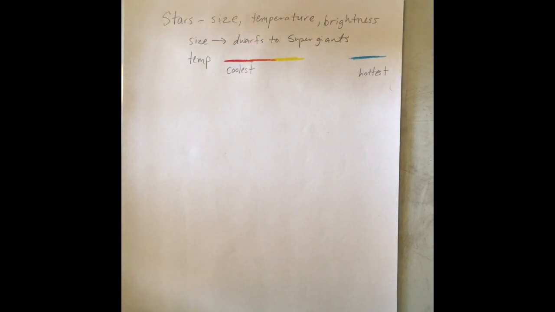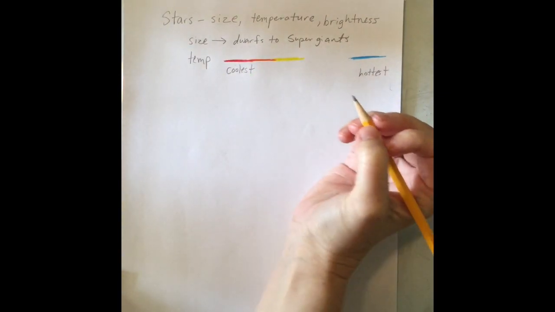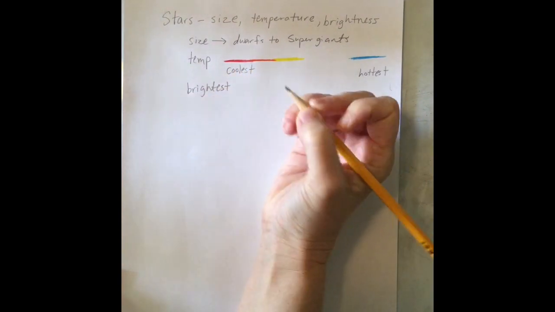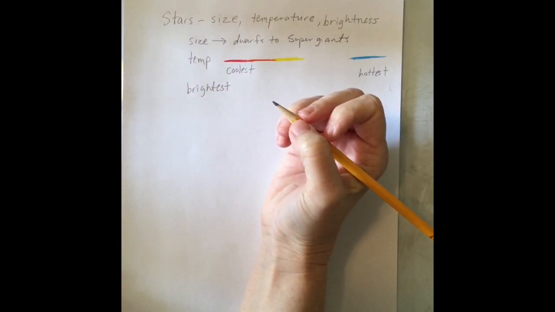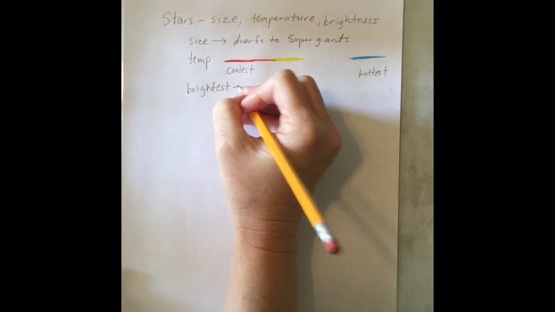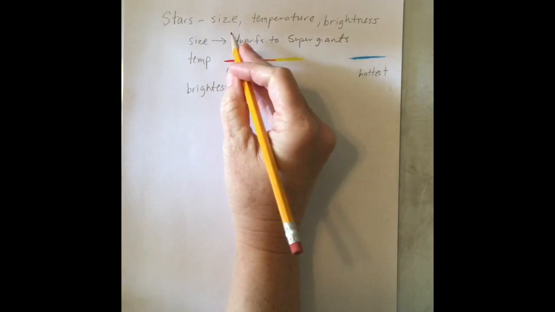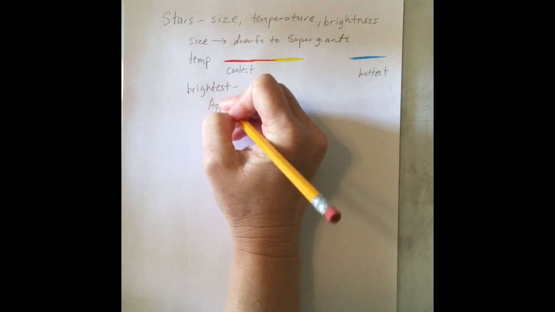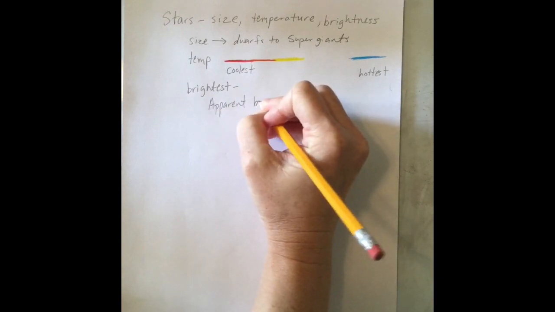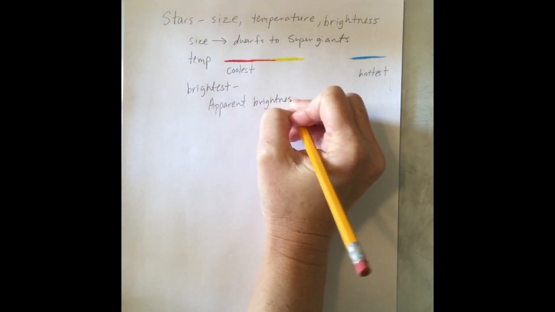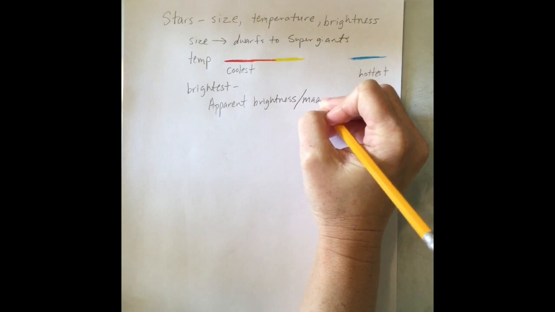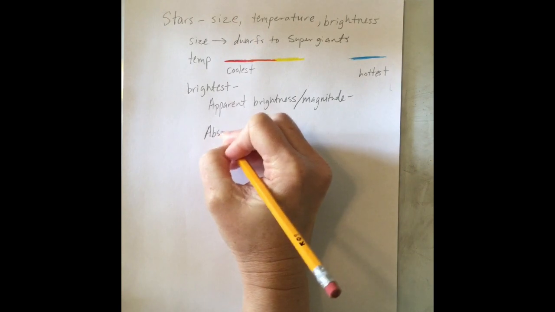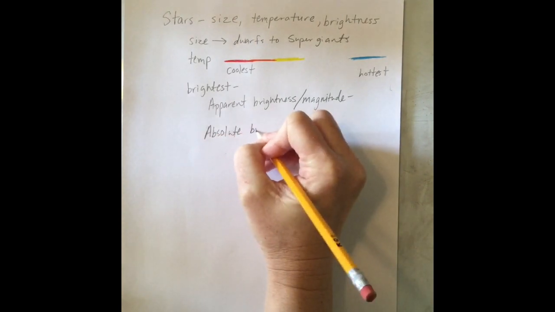And then we can also describe stars according to their brightness. Now there are two specific words we need to get used to using when we talk about brightness. Brightness and size or magnitude are directly related as well. So we talk about apparent brightness or magnitude, and absolute brightness or magnitude.